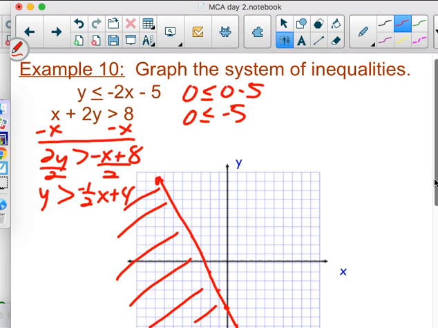And then the bottom one, if you don't have a calculator, you might just want to use the thumb method on this one, and this will go pretty fast graphing, because it would be 0, 4, and 8, 0. That would give you your 2 points. Doesn't have an equals bar, so this one's dashed.